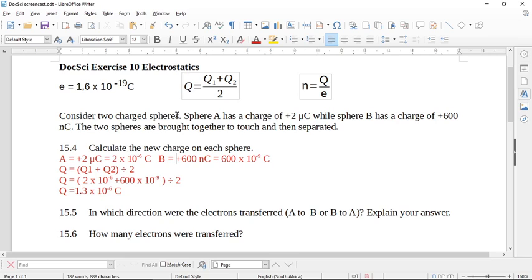Which of these has got the smaller positive charge? And it is this one. This number is smaller than that number. Okay, you need to be familiar with your negative exponents. So B has got more electrons left because it's got a smaller positive charge. So the electrons go from the one with the most electrons to the one with the least electrons. So it goes from B to A because B has the smaller positive charge.